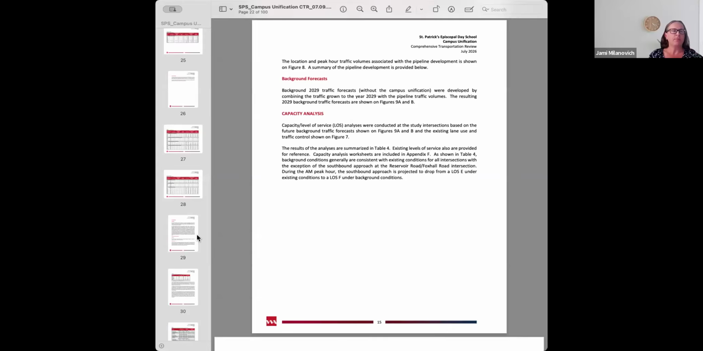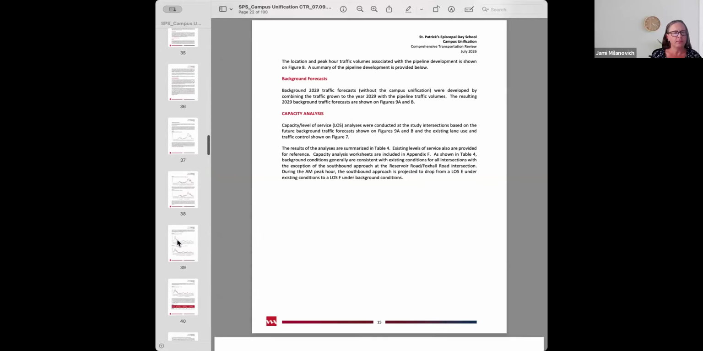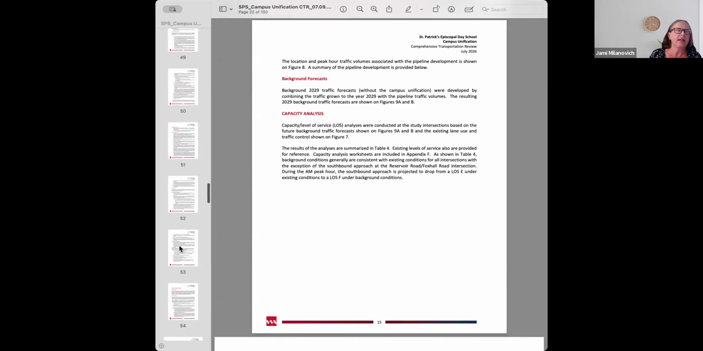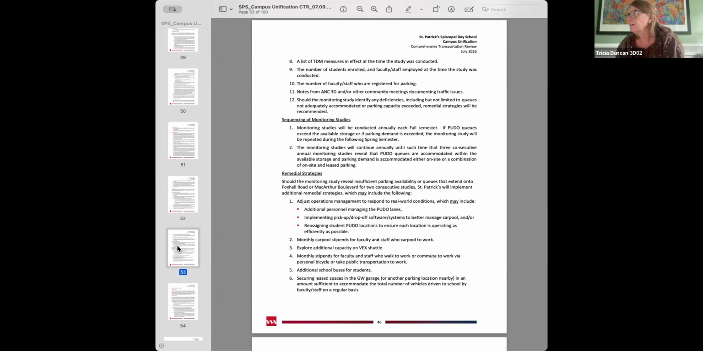And then after that, we build on the middle school traffic so that we can compare the background and the total future, which is the scenario with the school, so we can isolate and identify the impacts associated with the school. That totally makes sense to me. Thank you for explaining that.